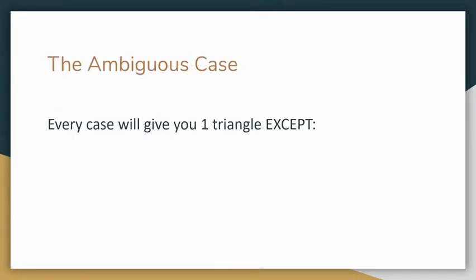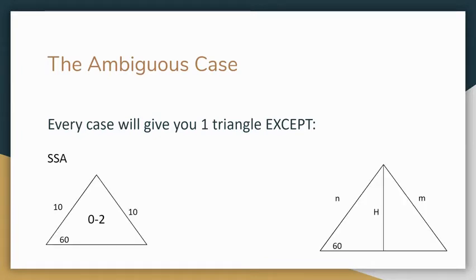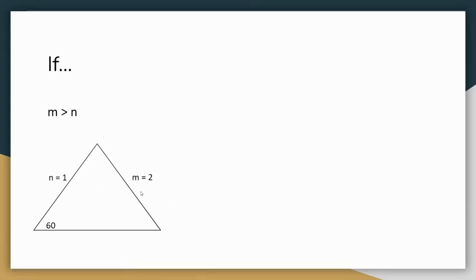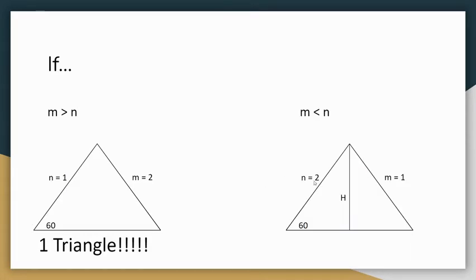Now this is the special case, called the ambiguous case. Every case we discuss will give you one triangle except for side-side-angle, which will give you between 0 and 2 triangles. And the secret is this very special digit right here, H. So if M, right here in row F, is greater than B, you'll only have one triangle. But if M is less than N, you will have to solve for this magical H value.